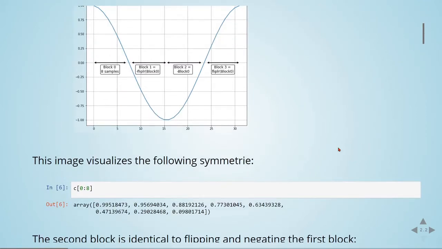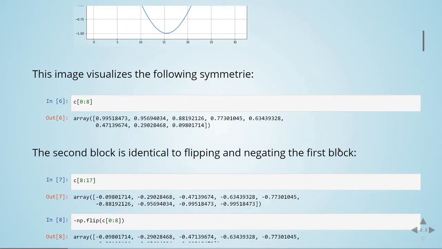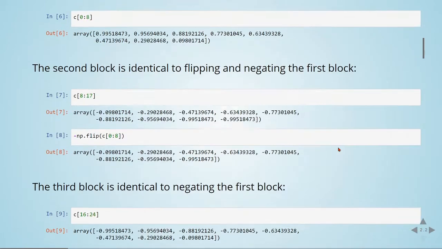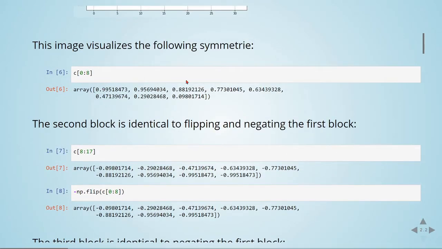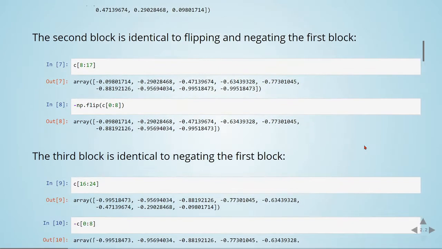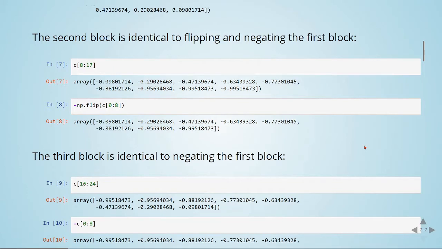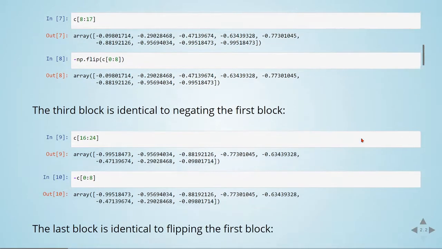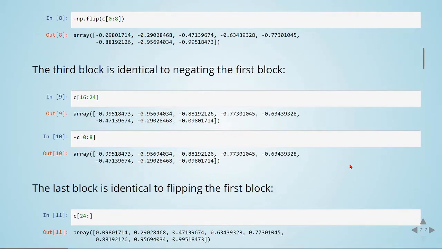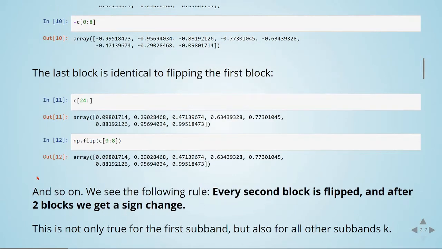So this image visualizes the following symmetry. We have that the second block is identical to flipping and negating the first block. We can see this just by the numbers, which is described by this picture. The third block is identical to negating the first block, and the last block is identical to flipping the first block. And here's the proof.